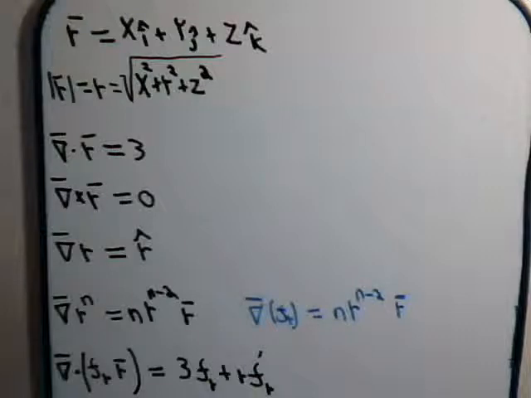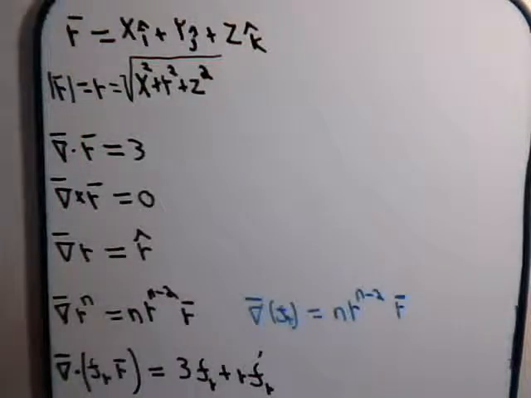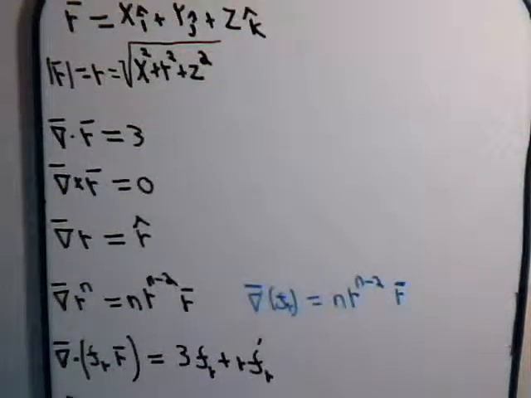We've shown that the divergence of the position vector is 3. The curl of it is 0. And we have also shown that if you take the gradient of the magnitude of any position vector r, here being the magnitude of any position vector in general, you end up with the unit position vector. And we've also shown that if you take the gradient of the magnitude of any position vector raised to the nth power, it's equal to this equation.